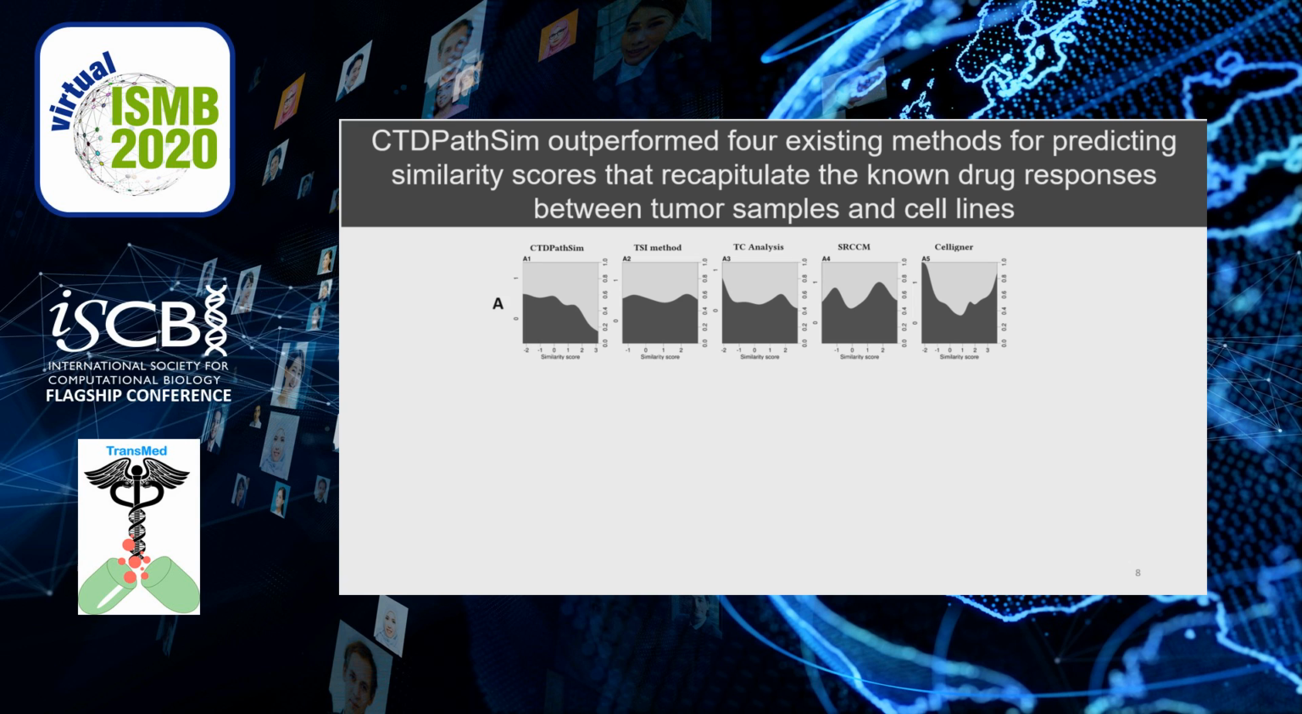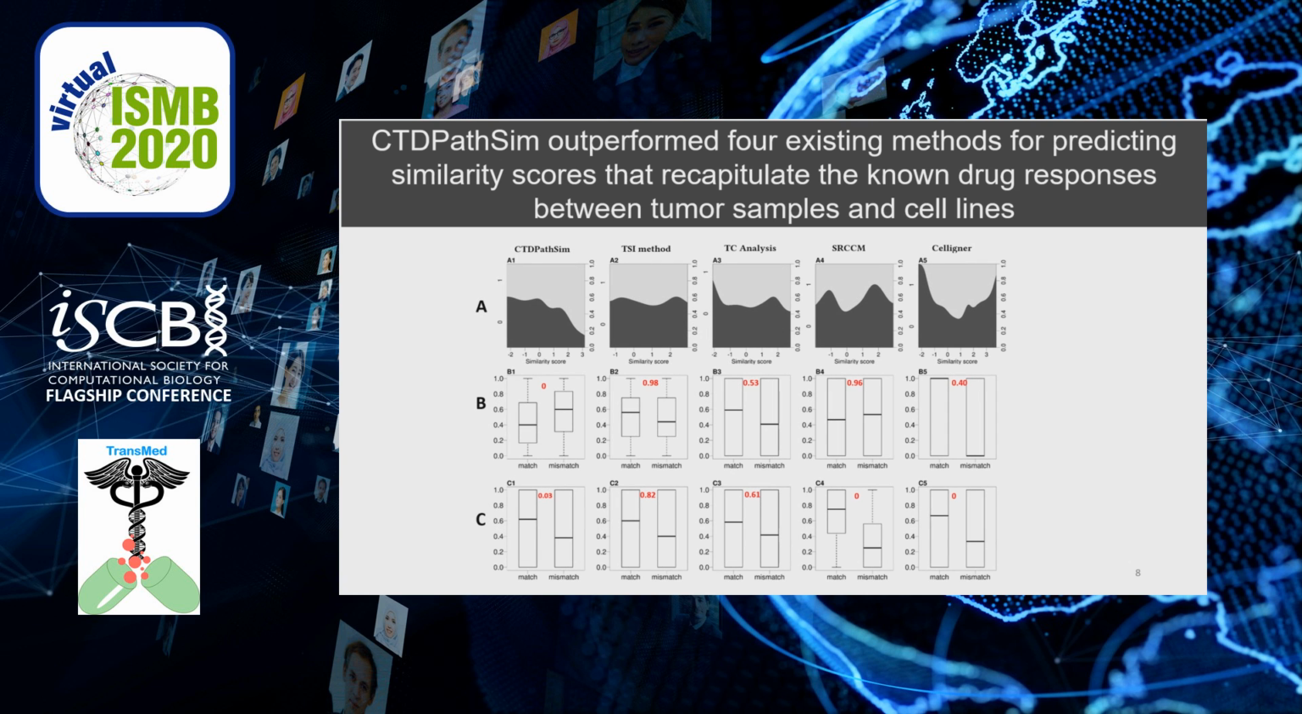We would expect that as the similarity score increases, the drug response matching should increase. Here, the matching percentage of the response of the drug vinorelbine increases as the similarity score increases only in CTDPathSim, whereas we don't see this concordance trend in other methods.